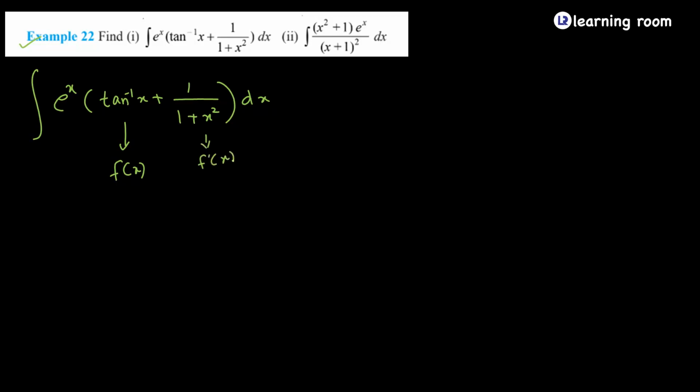Am I right? So applying the same logic, we know that the integral of e power x into f of x plus f dash of x is going to be e power x into f of x itself. So in this case, the answer is e power x into tan inverse of x plus c. That's it. Clear?